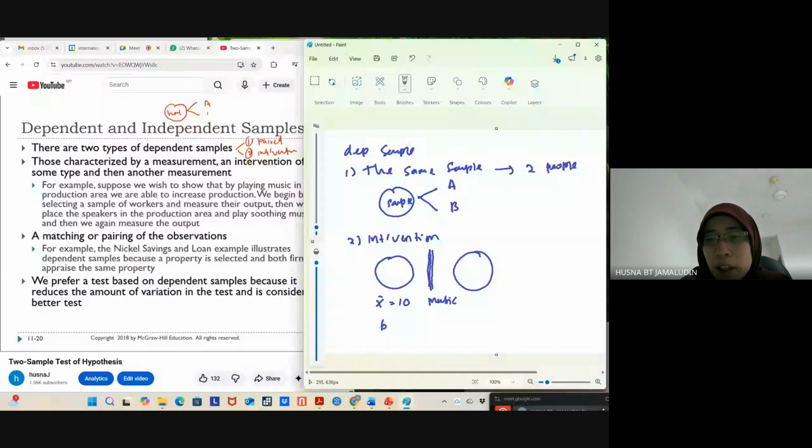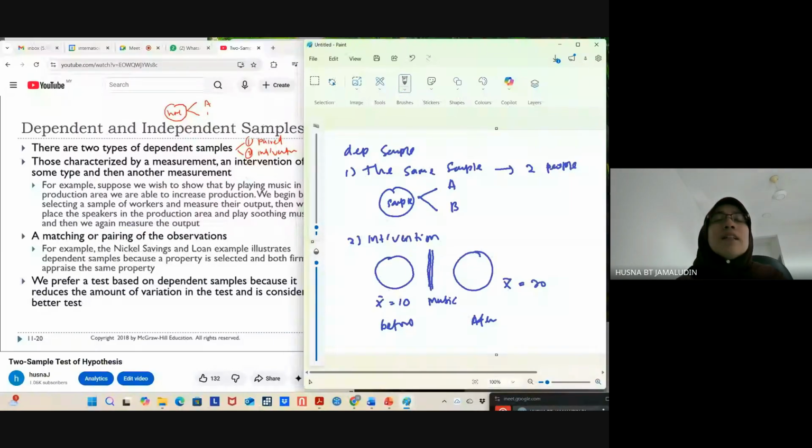So this is before intervention, which is your music, and this is after intervention, which is your music. So after intervention, maybe the manager sees that people are not sleepy, people are happy, so they are able to produce 20 tables. Okay, so you can see that we are looking at the same people. You are looking at the same worker before they play music and after they play music. They want to see whether the productivity of the same worker will be increased or decreased. So we are looking at the same thing.